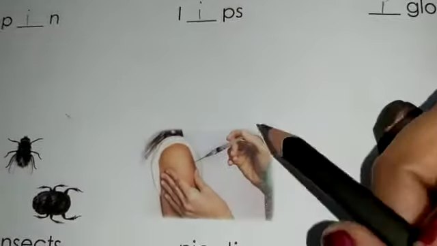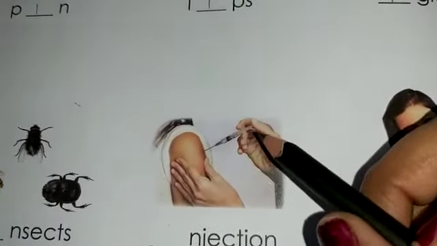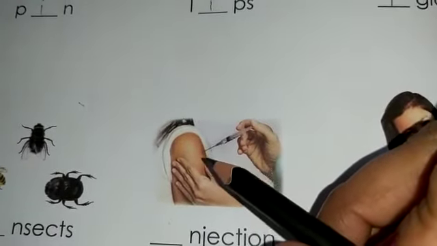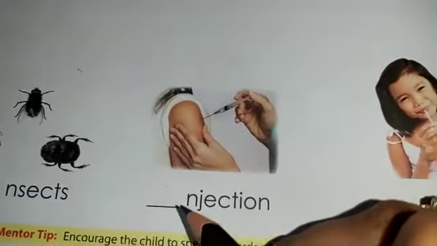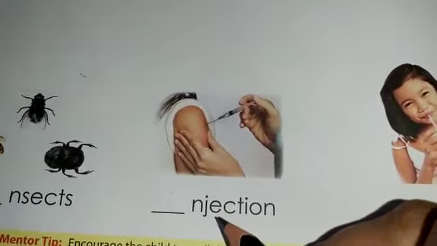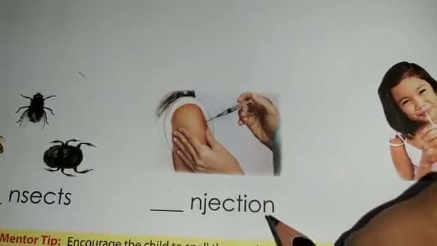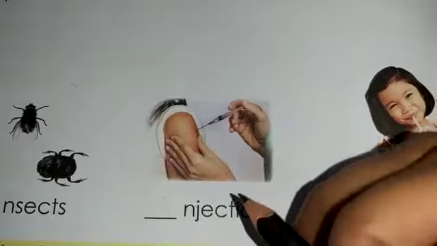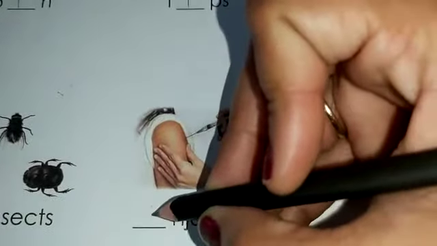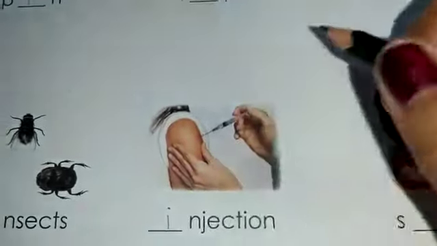What do you see? A doctor is putting up an injection to the patient. So what is the word? Injection. I-N-J-E-C-T-I-O-N. Injection. So what is the missing vowel over here? I. So let's write down I over here. Now come up to the last picture.